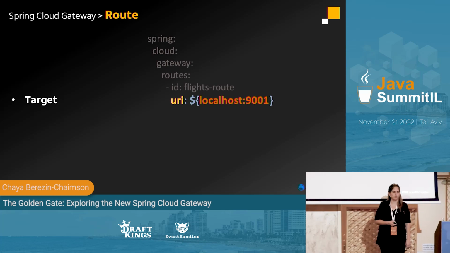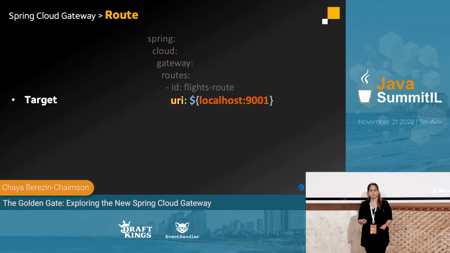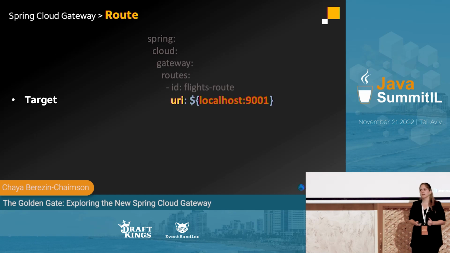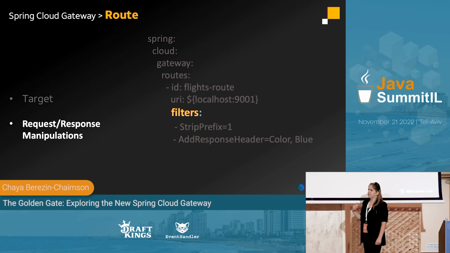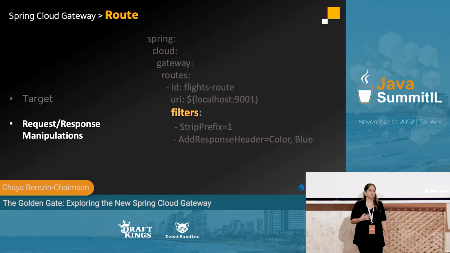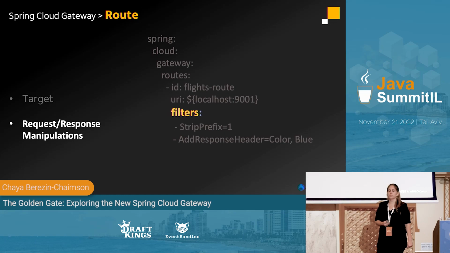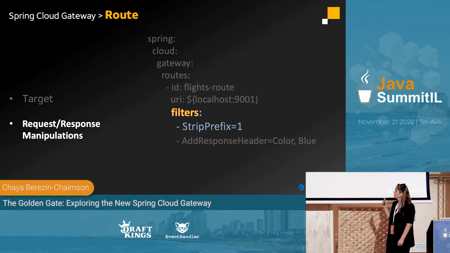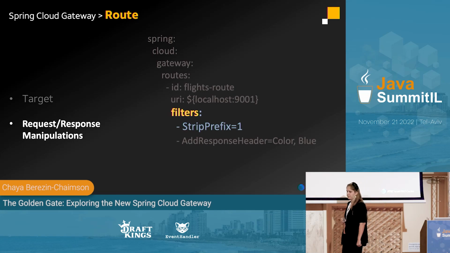on localhost port 9001. Now, we might want to apply some manipulations on the request before it's routed to this target URI, or on the response when it returns from this target URI. And this is done by a well-known concept of filters. So we can define a set of filters on each route. Some filters are executed before the routing of the request, and these are called pre-filters. And here is an example of one of the gateway pre-filters. It's called StripPrefix, and this filter strips the prefix of the request path.